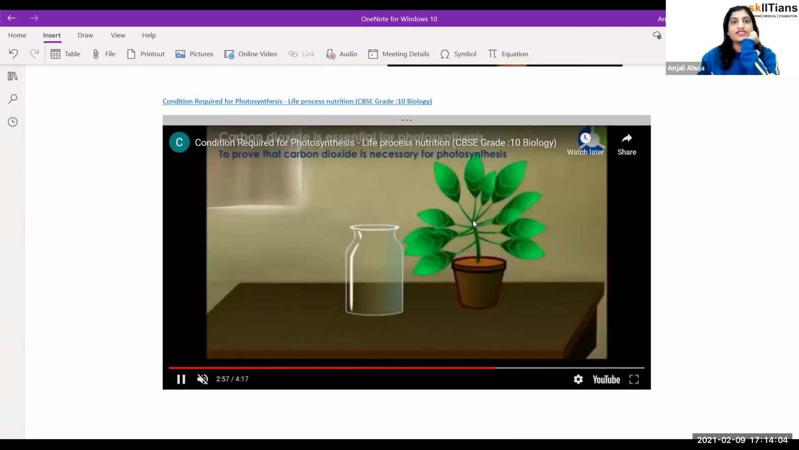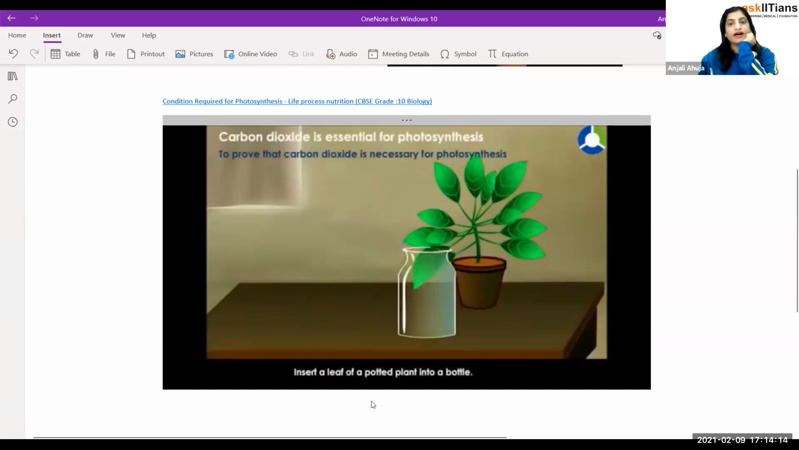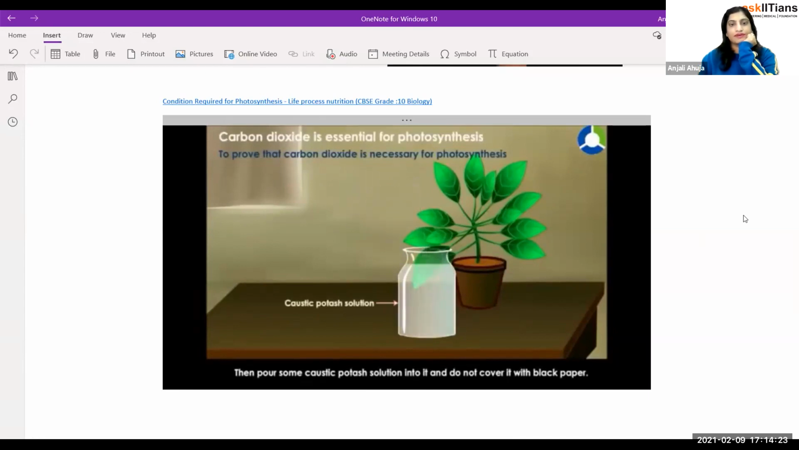Okay, so the next one is to prove that carbon dioxide is really necessary for photosynthesis. See, for photosynthesis, carbon dioxide is the one that is actually fixed, right? So insert a leaf of a potted plant in a bottle. Then pour some caustic potash solution into it and do not cover it with black paper. Put it just like that.